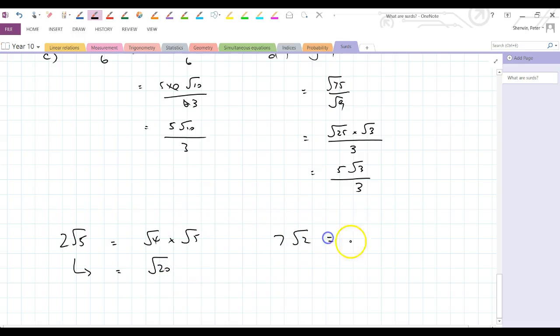What's 7 root 2 as a complete surd? Root 49 times root 2. That's square root of 98. That's sometimes going to be useful for us as well.